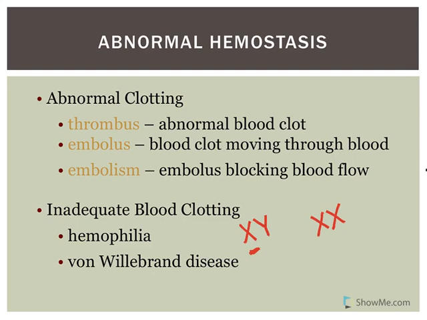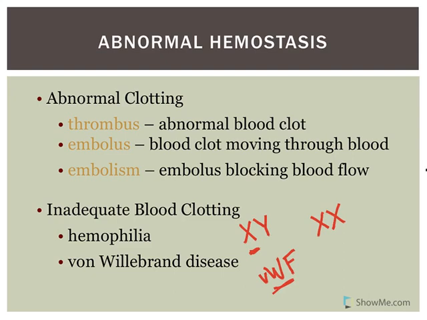Another one is something called von Willebrand disease. These individuals have a deficiency in von Willebrand factor. That's how you abbreviate it. This is a factor that helps to stabilize factor 8. So if it's insufficient, factor 8 is not stable, and so they do have issues with blood clotting.